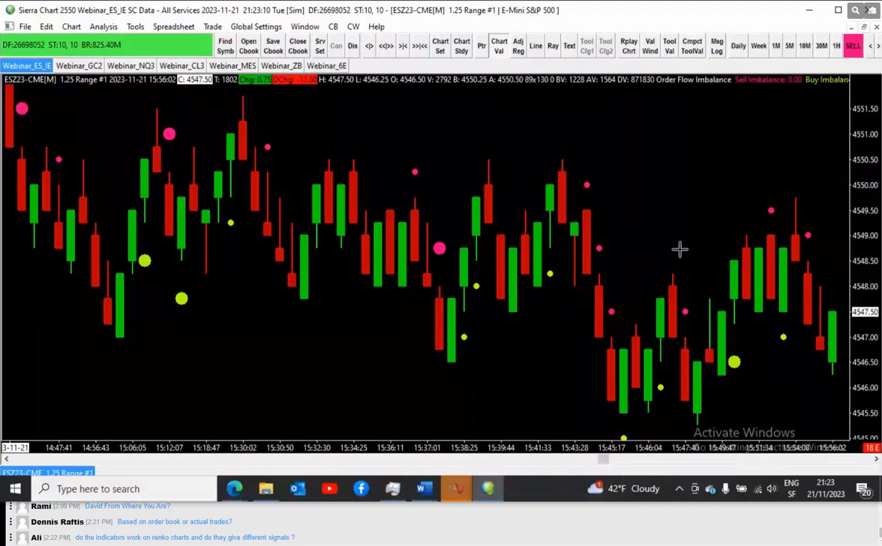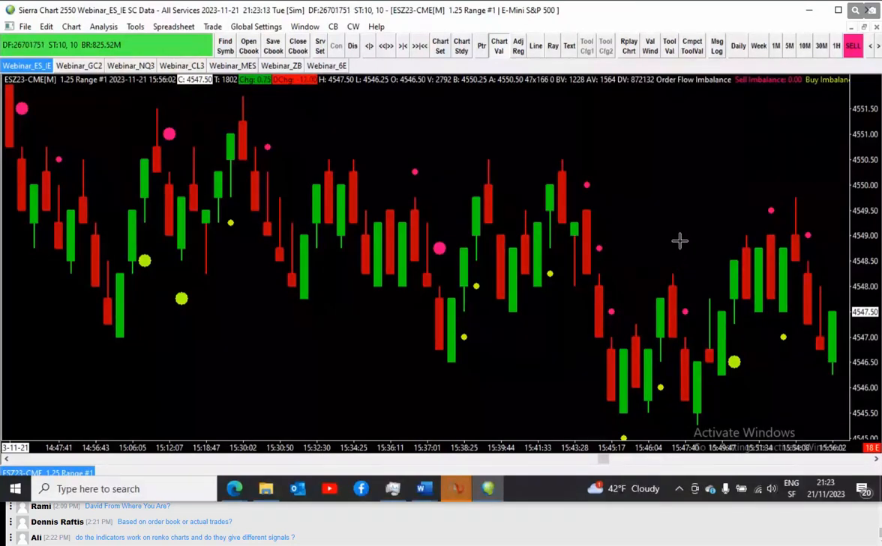Do the indicators work on Renko charts? Do they give different signals?